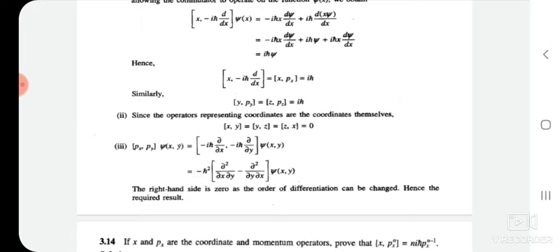This commutation relation gives minus ħ squared times (∂²psi/∂x∂y minus ∂²psi/∂y∂x). Both get cancelled and the final answer is 0, as the order of differentiation can be changed. Hence, the required result is [px, py] = 0. Similarly, we can prove that [py, pz] and [pz, px] are all 0.